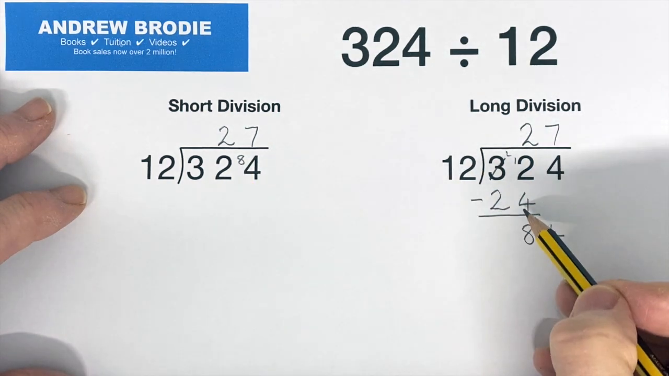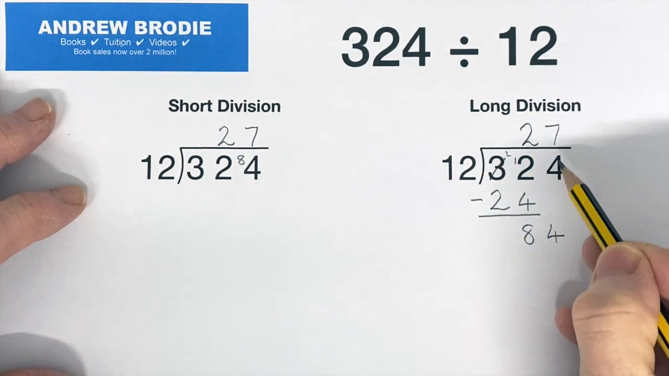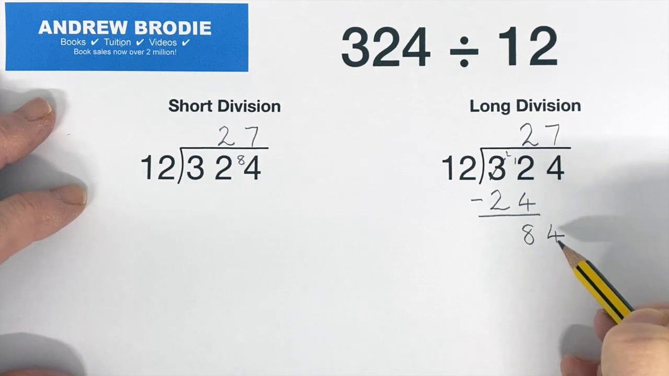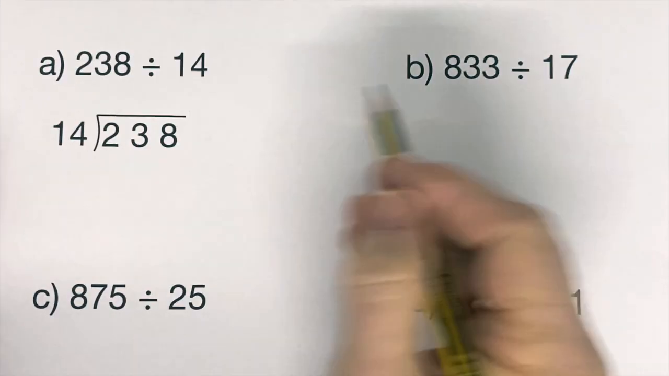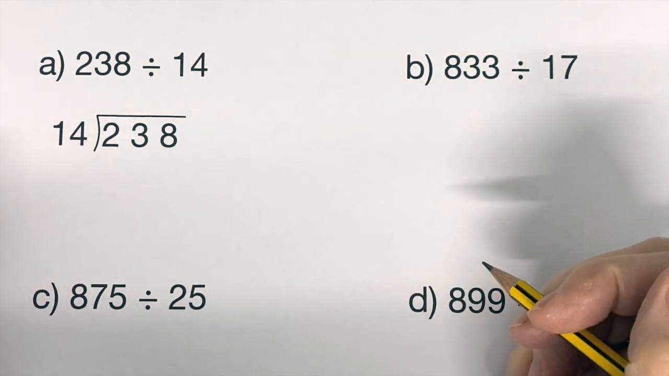2 12s are 24. Subtract that 24 to find the 8, but bring down the 4 to go with it. 12 into 84 goes 7. And here are 4 questions for you to try.